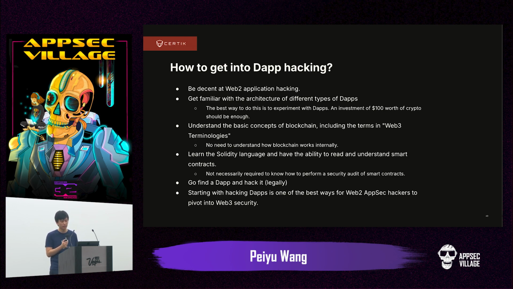And to understand basic concepts of blockchain, including Web3 terminology, you don't really need to understand how blockchain works. And then you learn the Solidity smart contract language so you can understand smart contracts, and sometimes you can find some hidden attack surfaces. It doesn't necessarily require you to know how to do a security audit of a smart contract. That's a completely different topic. And go find a Dapp and hack it legally. I believe starting by hacking Dapps is probably one of the best ways for Web2 website hackers to pivot into Web3 security.